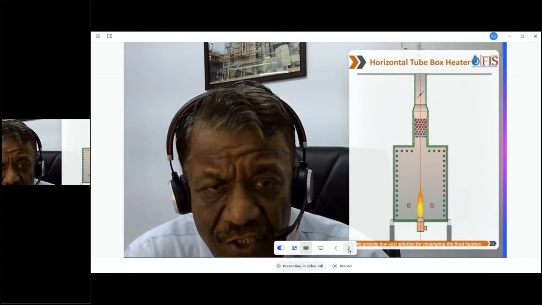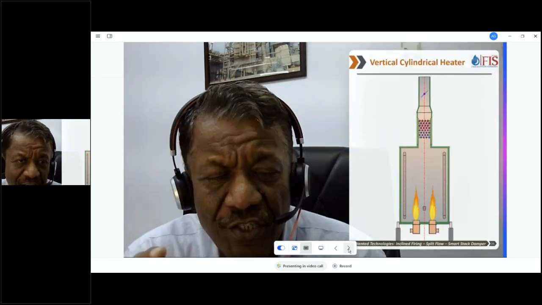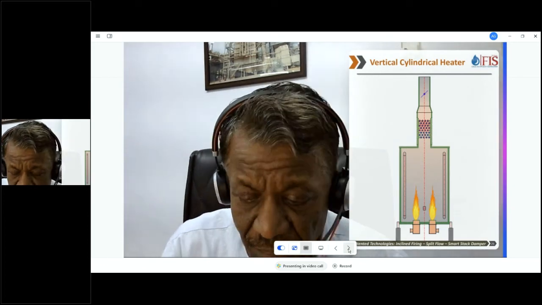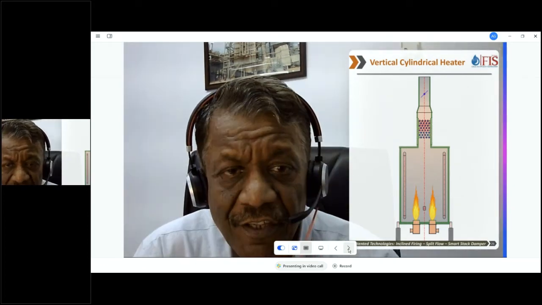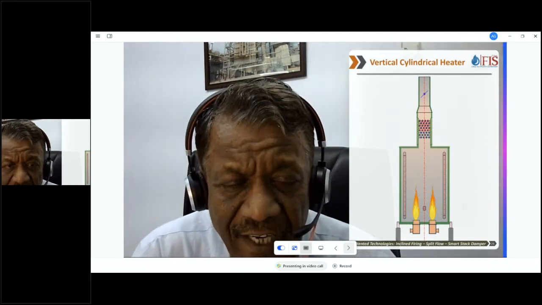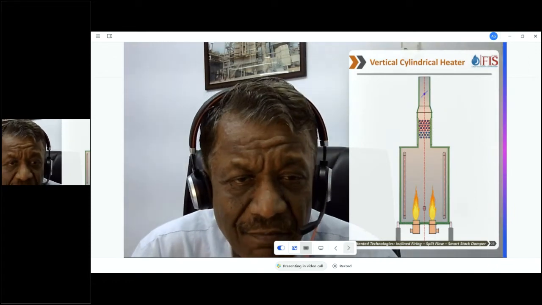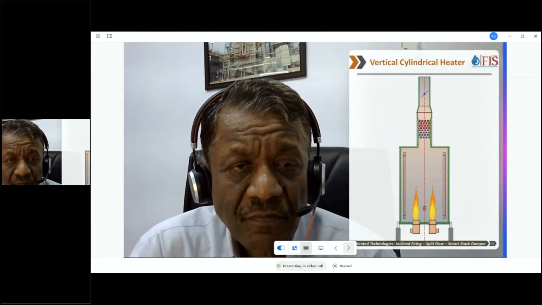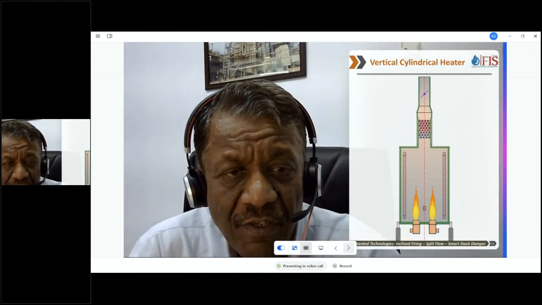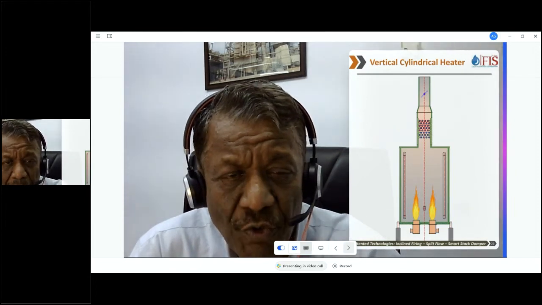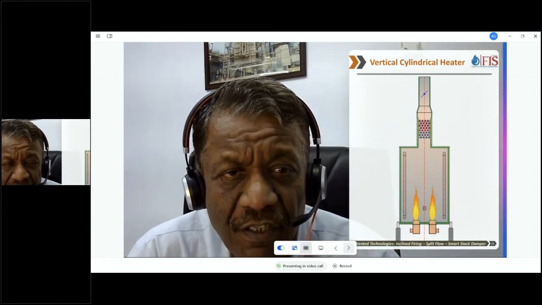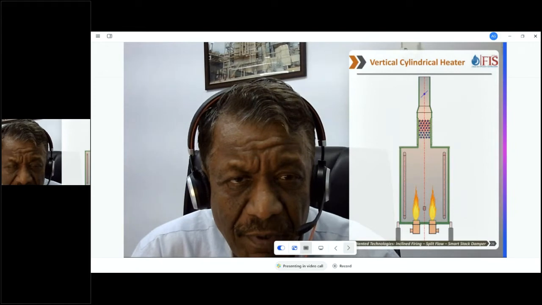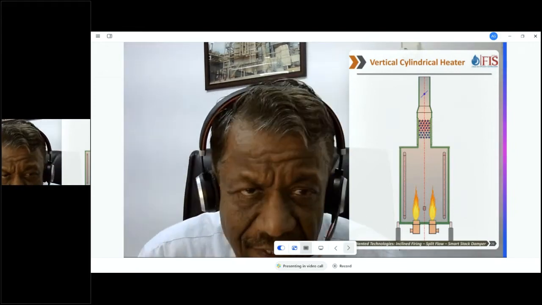configuration. So here is a configuration of a vertical cylindrical heater. Very popular design. It's a space-saving design and cost-saving design, and in a vertical cylindrical heater, you are going up and up. So the space consumed is very little. We use only a few burners. The convection section is very compact.